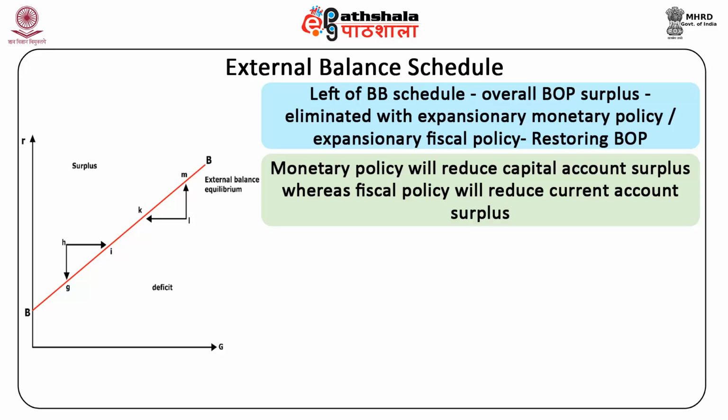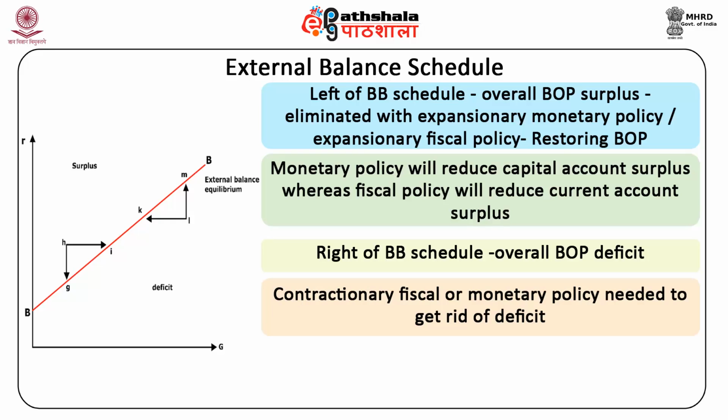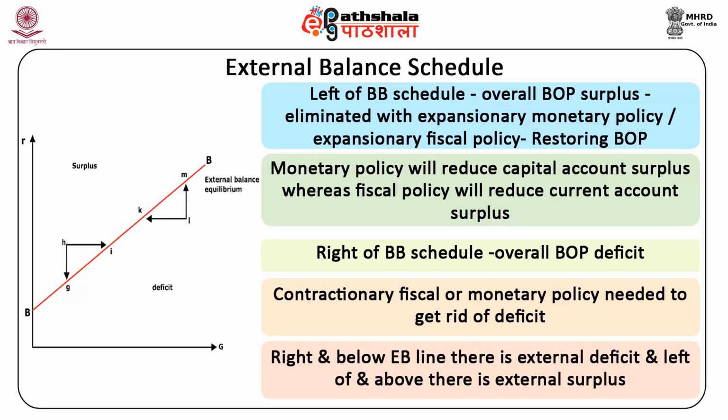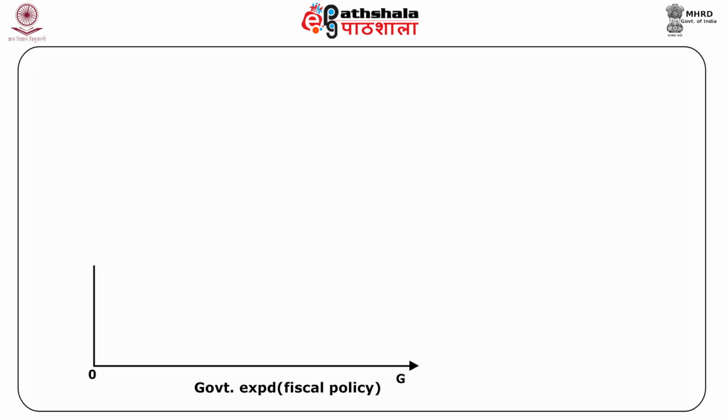Similarly, if we are to the right of BB schedule, such as I, we have an overall BOP deficit. So, contractionary fiscal or monetary policy is needed to get rid of this deficit. Thus, to the right and below the BB line, there is an external deficit, and to the left of and above, there is an external surplus. The internal and external balance schedules are now collectively shown in the following figure.